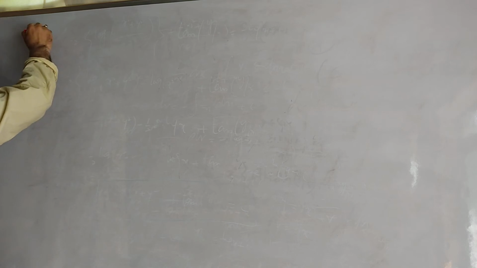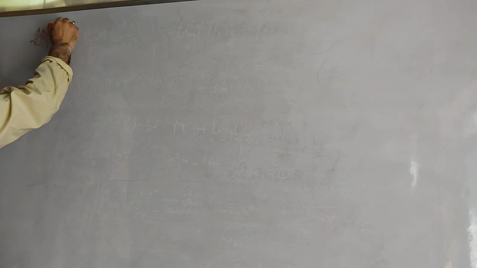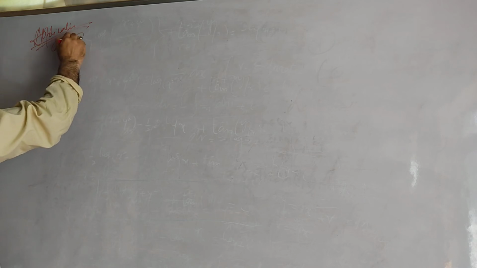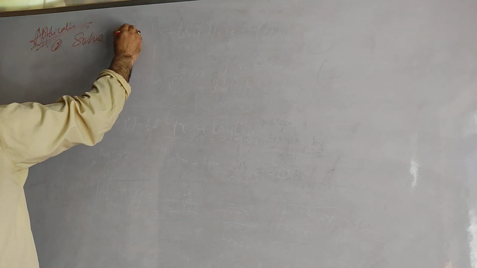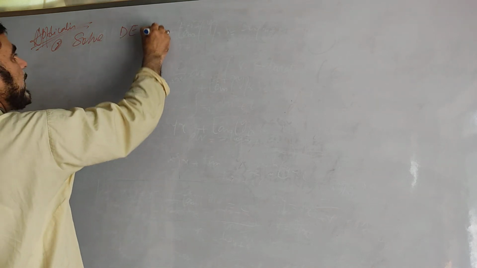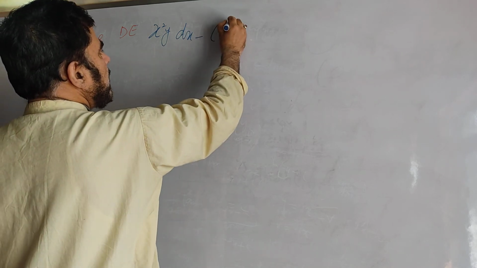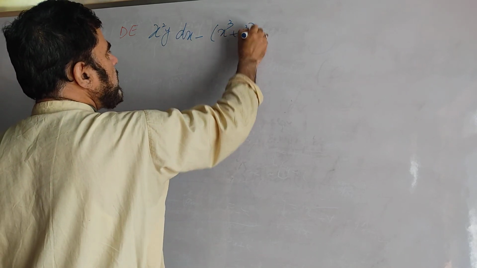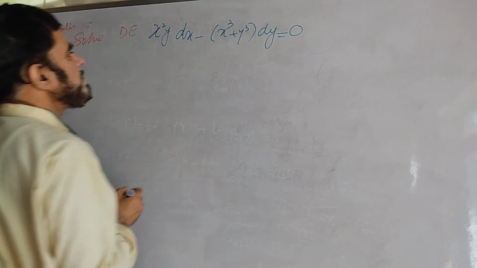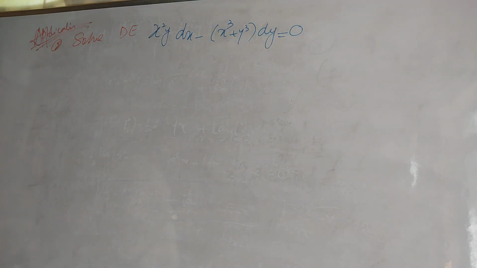Suppose I take one more application here. Application number 2: solve the differential equation x square y dx minus (x cube plus y cube) dy is equal to 0. This is the differential equation, x square y dx minus (x cube plus y cube) dy is 0.